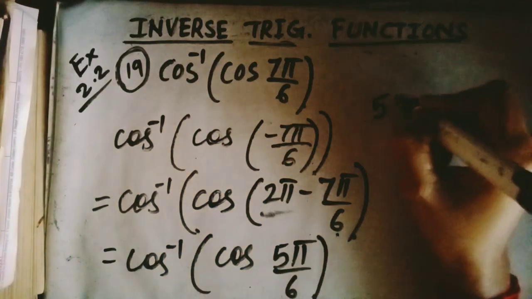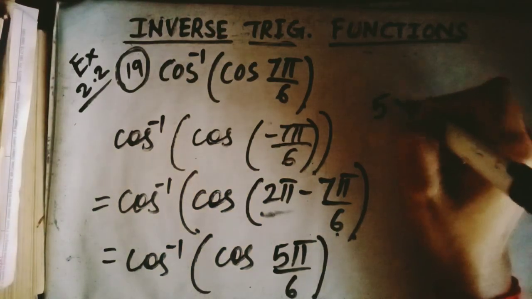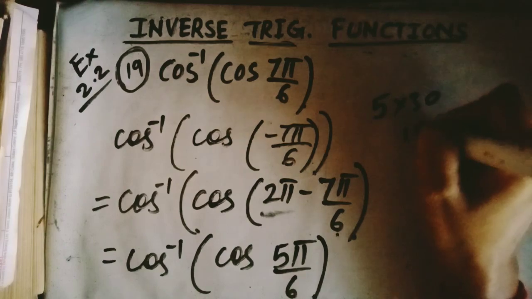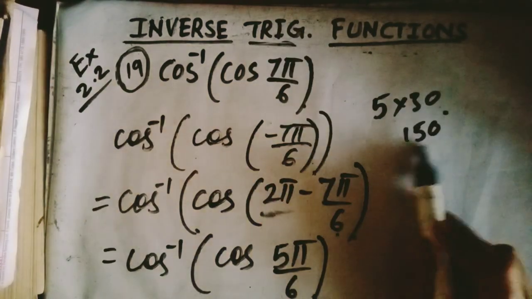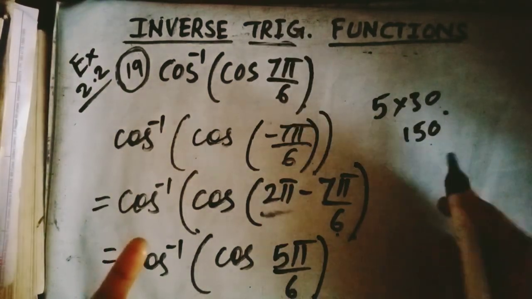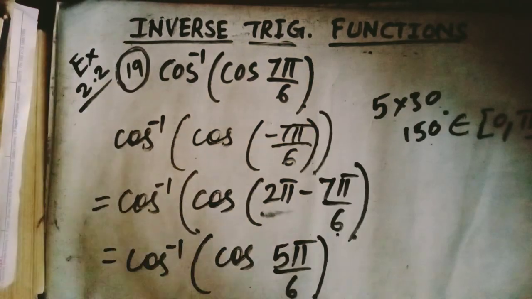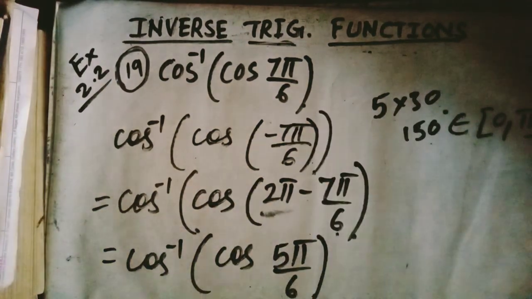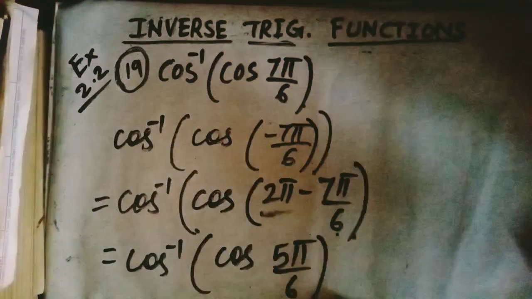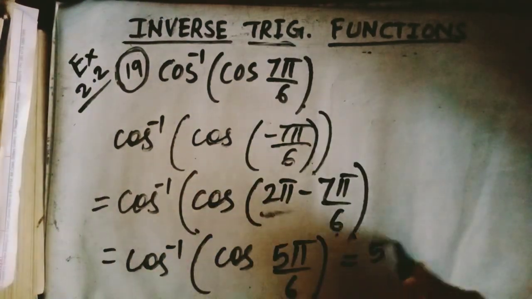So 5 pi by 6 is what? 5 into 30, so 150 degrees. And 150 degrees belongs to the 0 to pi interval. So we got the answer, that is 5 pi by 6.